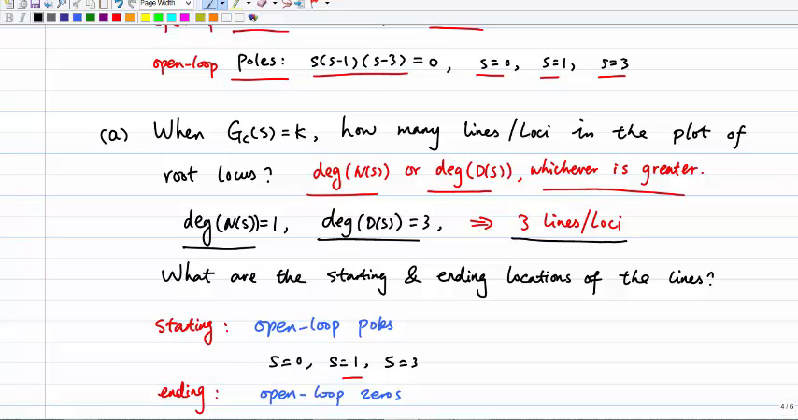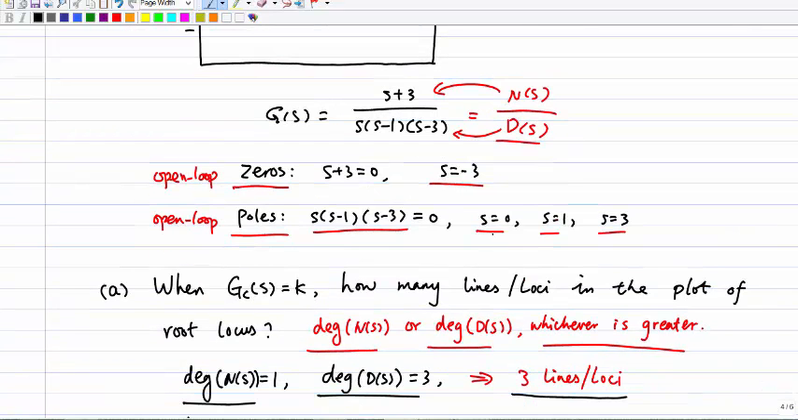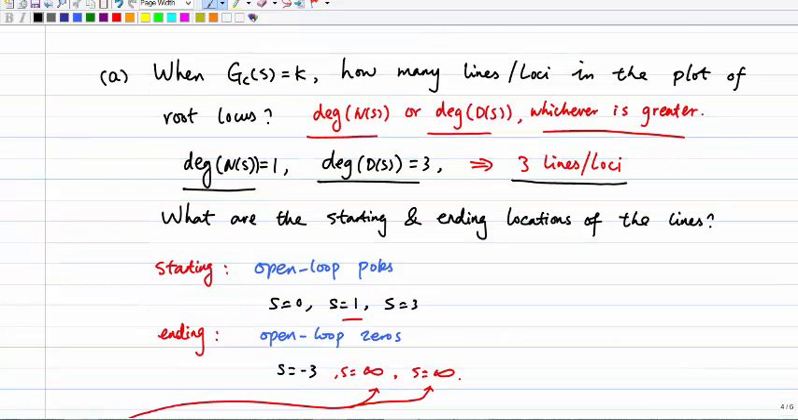A follow-up question for part A is what are the starting and ending locations of the lines? One of the rules says the lines always start at the open loop poles and end at the open loop zeros. The open loop poles are already calculated: s is 0, 1, and 3. So your starting positions are 0, 1, and 3. The ending location is the open loop zero, which is s equals negative 3. But I should also have 3 ending locations, because I have 3 starting locations.